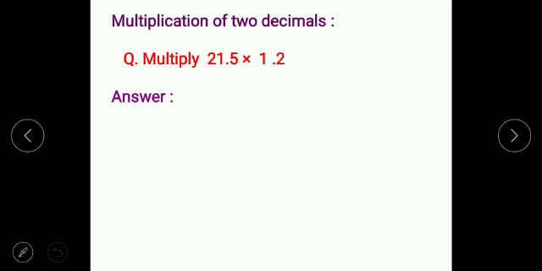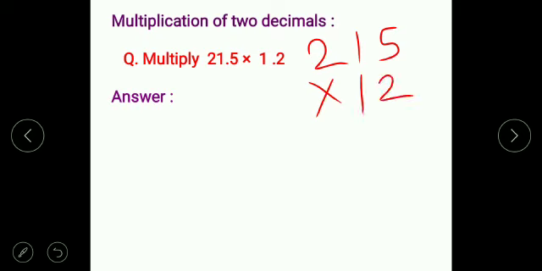So now the next concept is multiplication of two decimals. So here the first question is multiply 21.5 into 1.2. So now first remove the decimal point and calculate the multiplication. So here 215 into 12. So 215 into 12, that is first multiply by 2. So 5 2s are 10, 1 is carry.